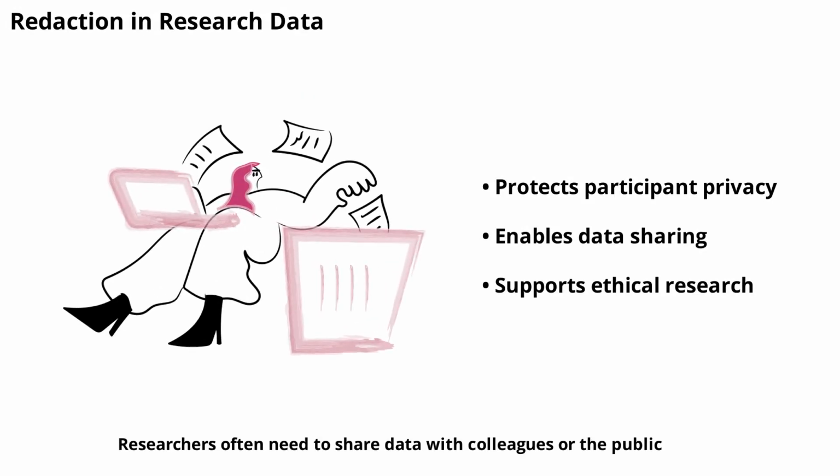Researchers often need to share data with colleagues or the public, but must redact any information that could identify participants. This includes names, addresses, or other personal details. Proper redaction ensures that research can be shared and analyzed without compromising the privacy of those involved.